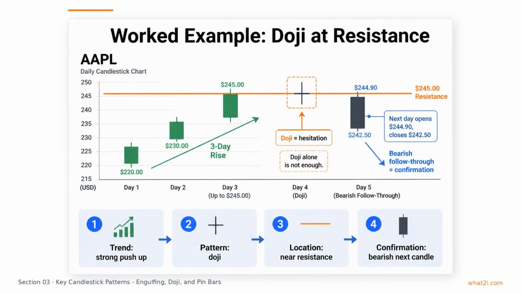If the next candle opens around 244.90 and then closes lower at 242.50, that lower close provides bearish follow-through. The sequence is what matters. First a trend, then a pattern, then the right location, and finally confirmation. That full chain is far more useful than a doji appearing by itself in the middle of nowhere.